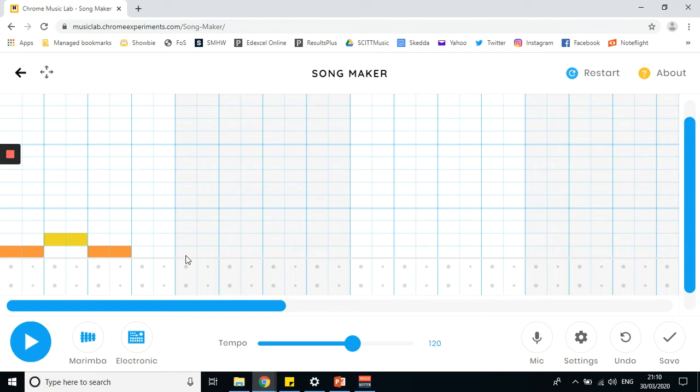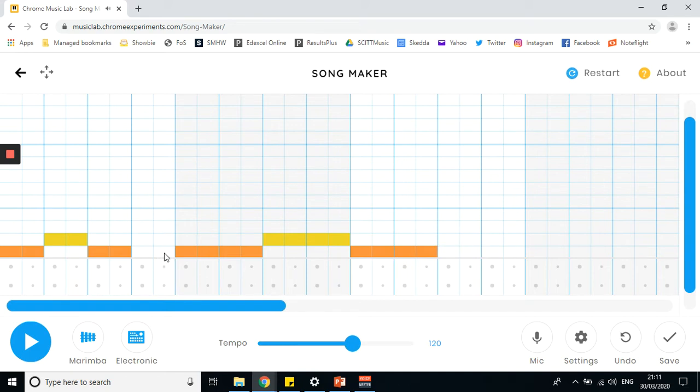So what I'm going to do here is augment it. Now, when we augment something, we double it. We have a slight issue with Songmaker in that we don't extend notes. We can't physically extend them like we do in Ableton. So I'm afraid we're just going to have to double the amount of notes to give the same impression. So instead of 2 for each one, we have 4 for each one.